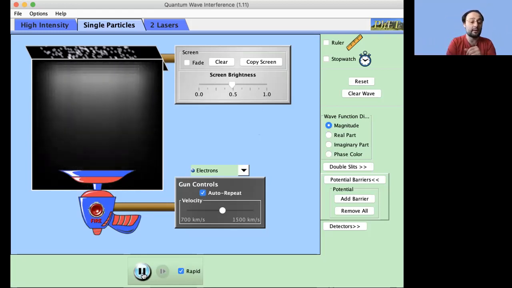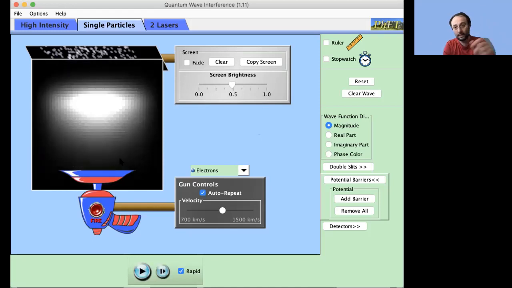So let me try to catch it right here. The wave is about to hit, and this wave, the wave function, I'm plotting the magnitude of the wave function, it tells us that it's more likely that the electron will be found here than here.